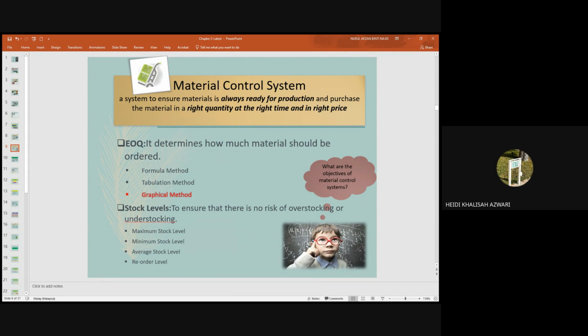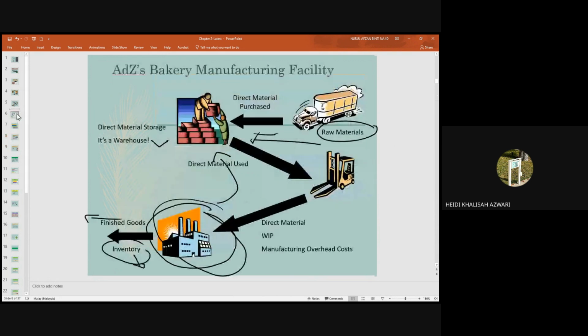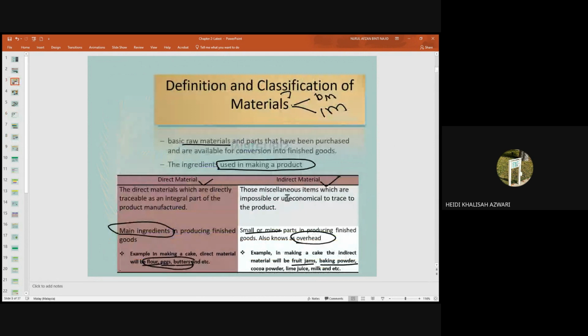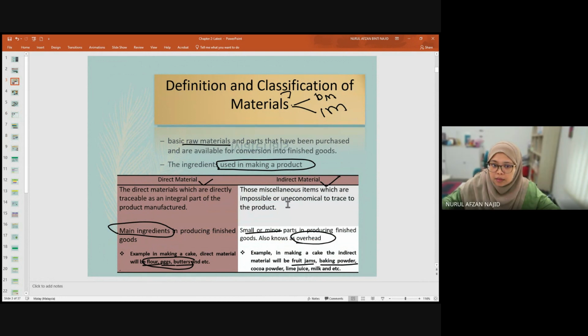Madam, nak tanya. Tadi dekat bahagian definition overhead, dia ada mention miscellaneous items so impossible or uneconomical to trace the product. Apa maksudnya specifically? This one indirect material. Okay, those miscellaneous item. Miscellaneous is accessory item which are impossible or uneconomical to trace to the product.